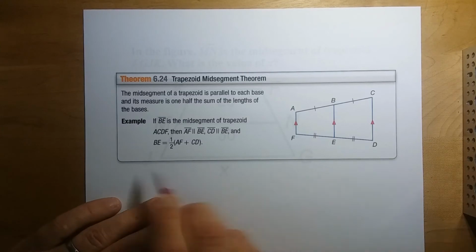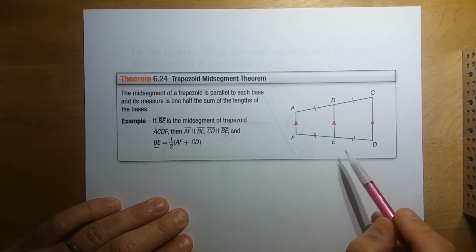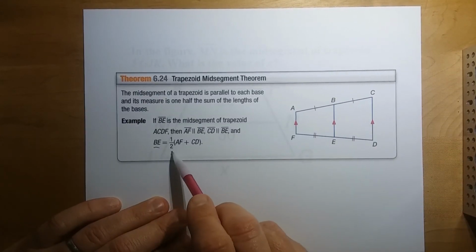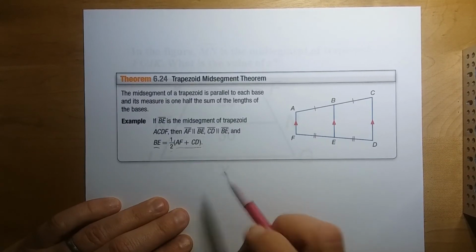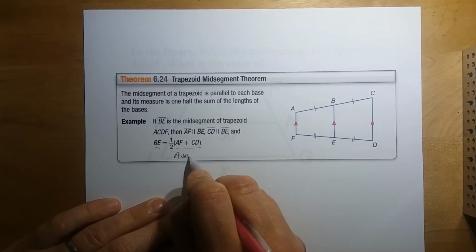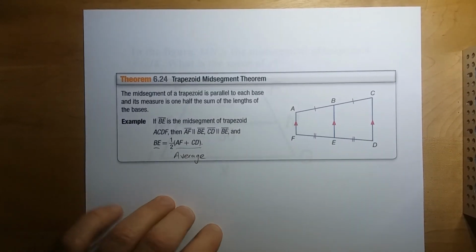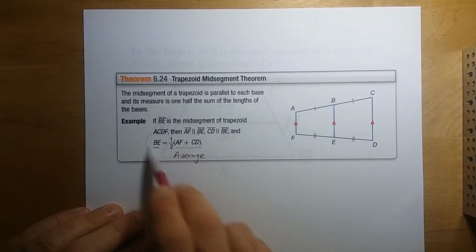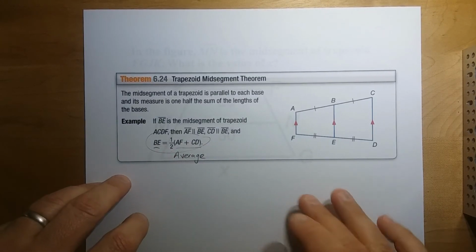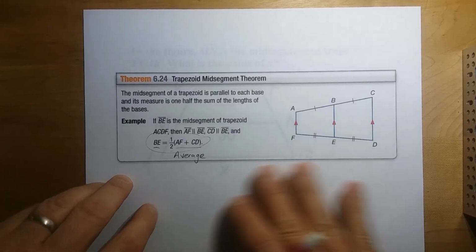So I can say BE is going to equal 1/2 the sum of the bases, which is basically the average of the bases. Okay, so if we know 2 of these, we can find the third using this formula. Let's try an example.